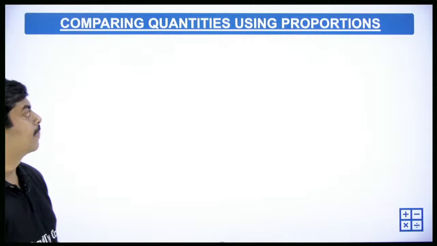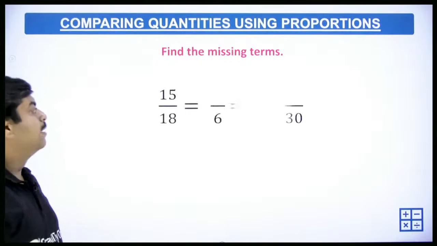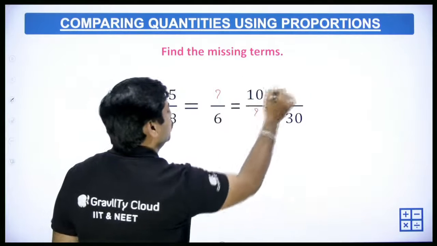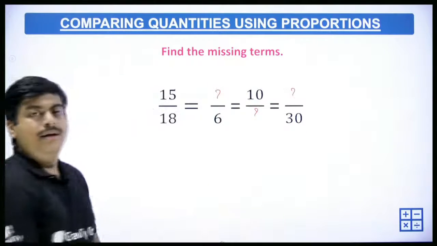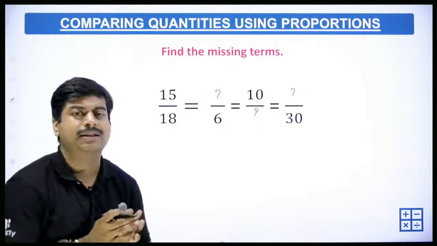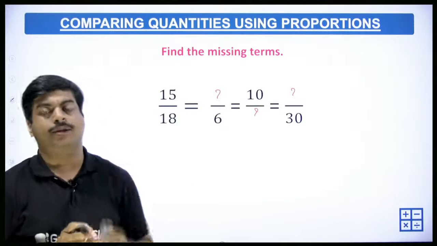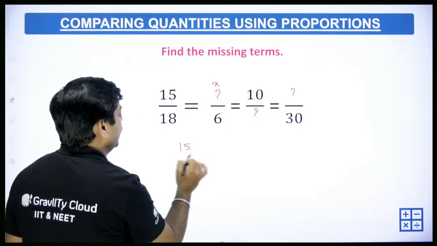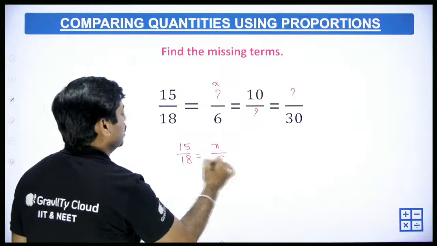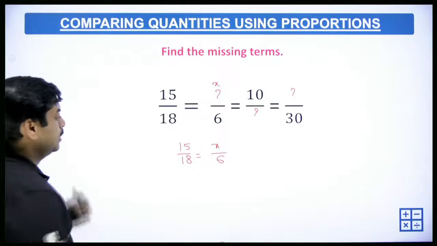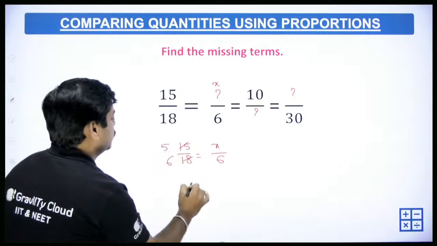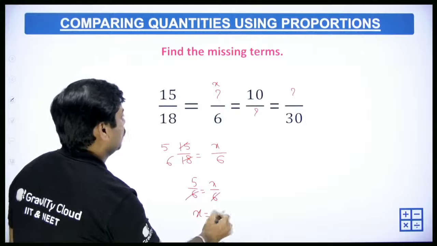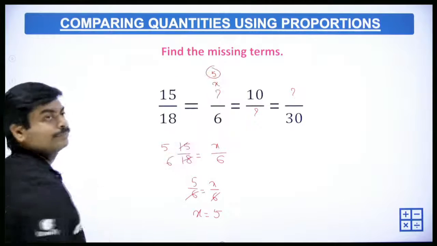Okay, next one. Find the missing terms. 15 by 18 is equal to some value by x is equal to 10 by some value and some value by 30. How to get these numbers? They are equal, which means they are in proportion. Let us say this is x: 15 by 18 is equal to x by 6. I think we can cancel with 3, right? 3 5s are 15 and 3 6s are 18. So 5 by 6 equals x by 6. So directly x equals 5. So this value is equal to 5.